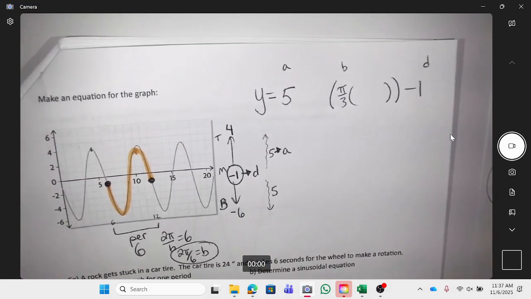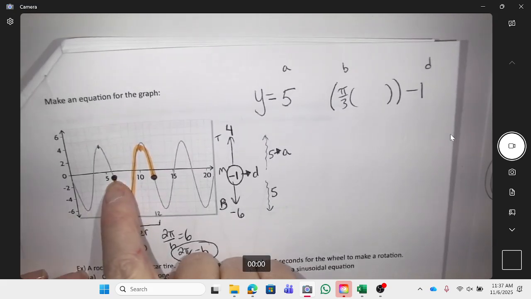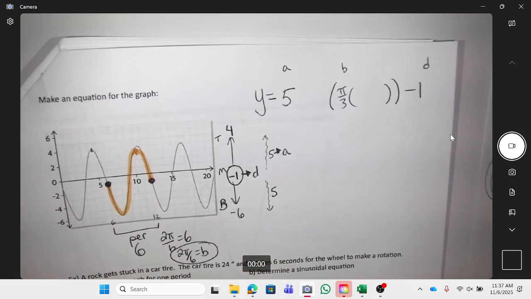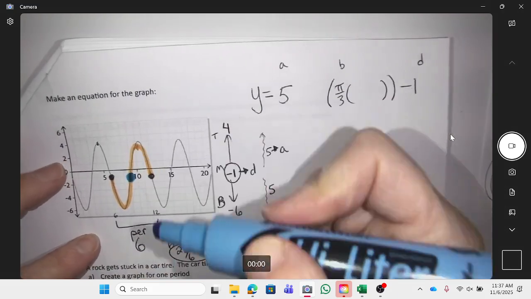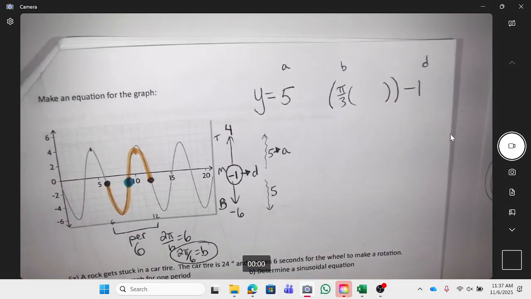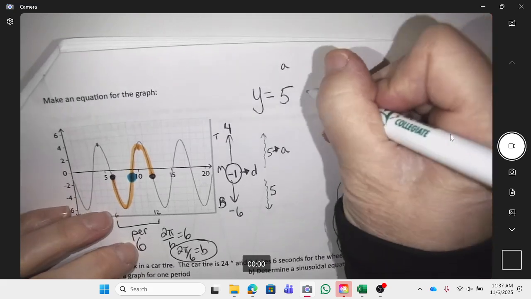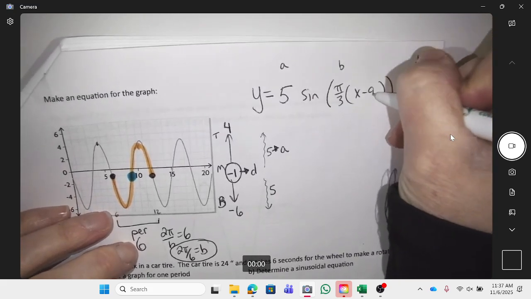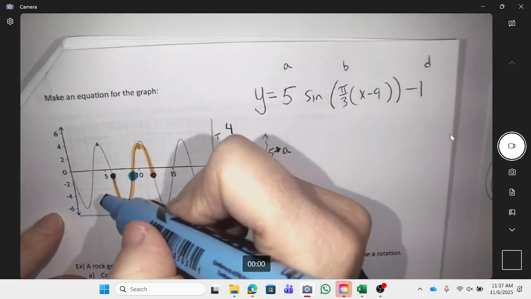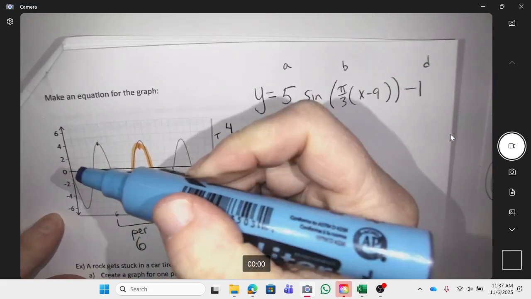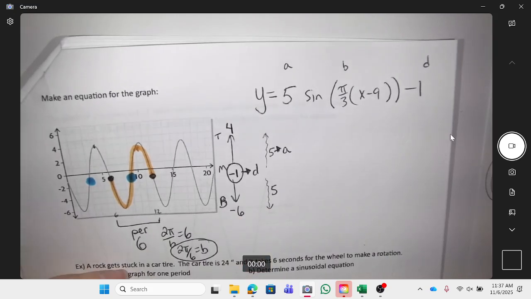So pick me a midline. You have to be on a middle and you have to be heading in an upward pattern. So not 6, that doesn't work. There's lots of options. 9, so x minus 9 would work. So I'm going to go with sine x minus 9. I could have also picked 3.